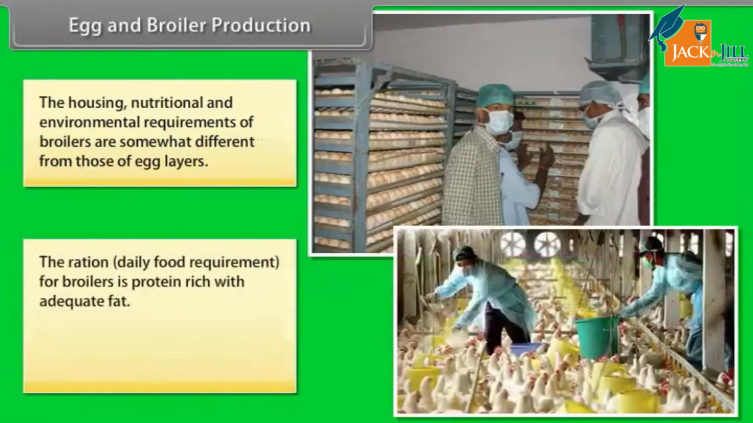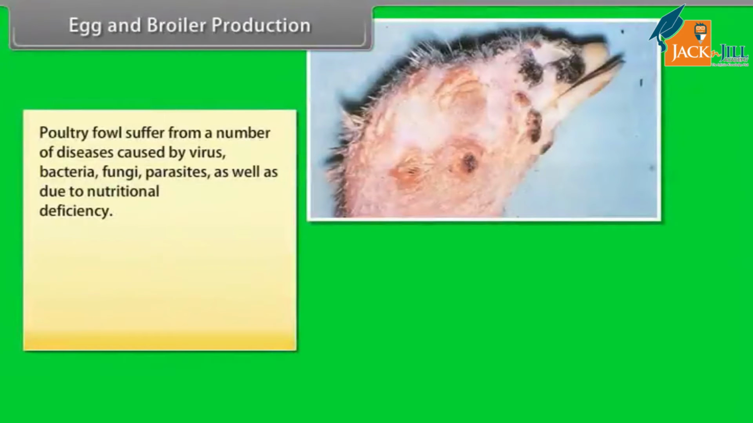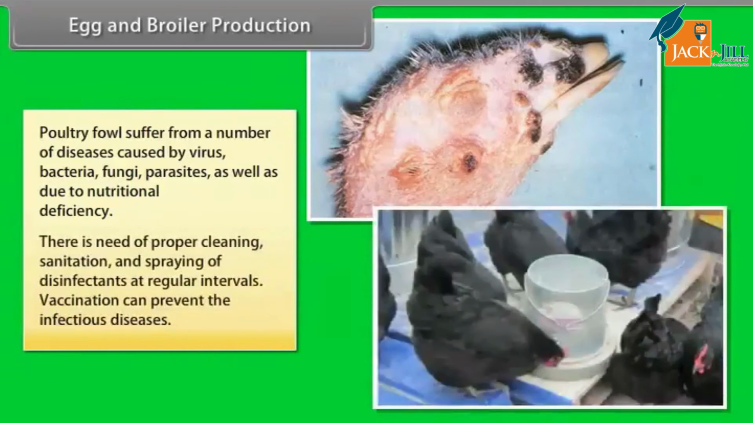The ration, the daily food requirement for broilers, is protein-rich with adequate fat. The level of vitamins A and K is kept high in the poultry feeds. Poultry fowl suffer from a number of diseases caused by virus, bacteria, fungi, parasites, as well as due to nutritional deficiency. There is need of proper cleaning, sanitation, and spraying of disinfectants at regular intervals. Vaccination can prevent the infectious diseases.